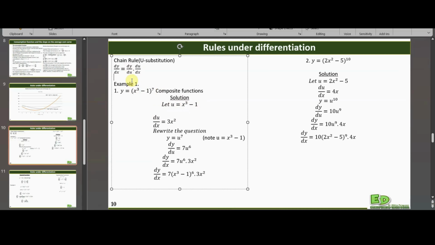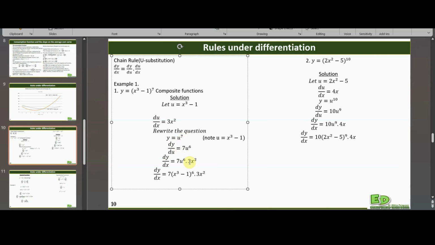Remember, from the formula we need dy over du, we need du over dx. So let u be equal to what is in the bracket, right? So we'll say the differential of this will give us 3x squared. We rewrite the question. The question is saying y is equal to, now we said x cubed minus 1 is equal to u. So it is u to the power 7. Then we can find dy over du, which is 7u to the power 6.